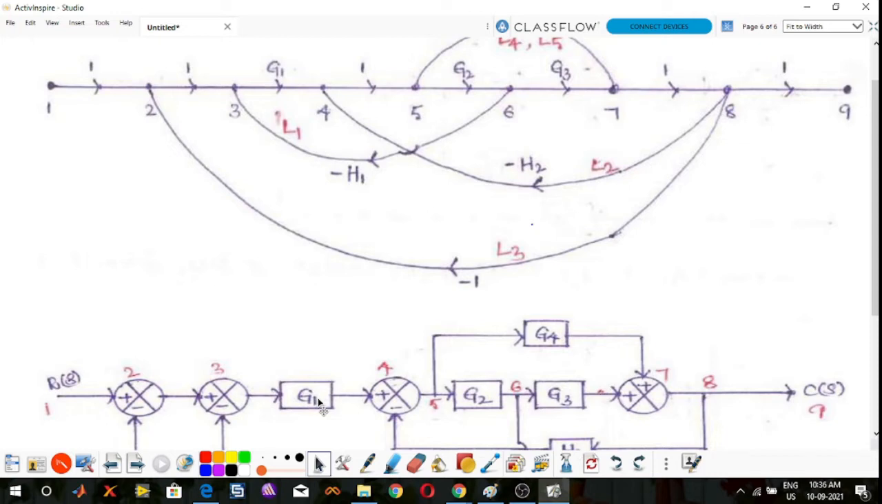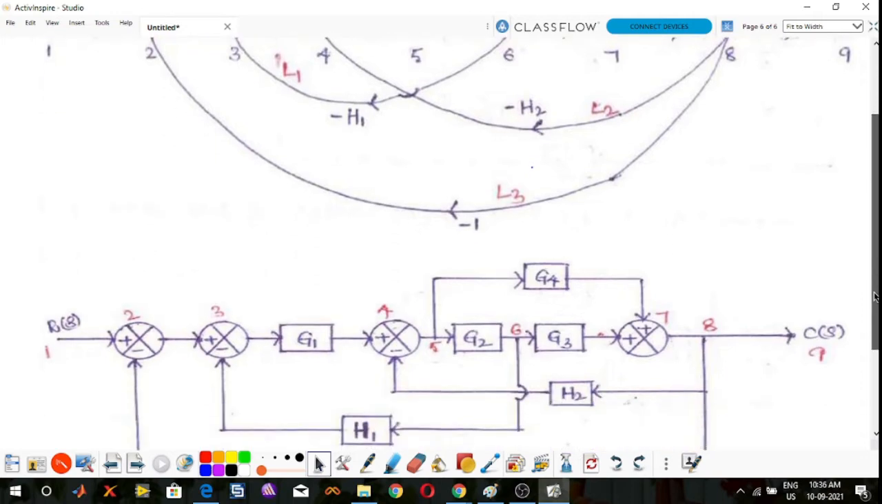That system block is represented as the branch gain. So now here node 1 to node 2 the branch gain is 1, and node 2 to node 3 the branch gain is 1. Node 3 to node 4 is a system block, represented as the branch gain G1. Node 4 to node 5 the branch gain is 1. Node 5 to node 6 the branch gain is G2. Node 6 to node 7 the branch gain is G3. Node 7 to node 8 the branch gain is 1, and node 8 to node 9 the branch gain is 1.